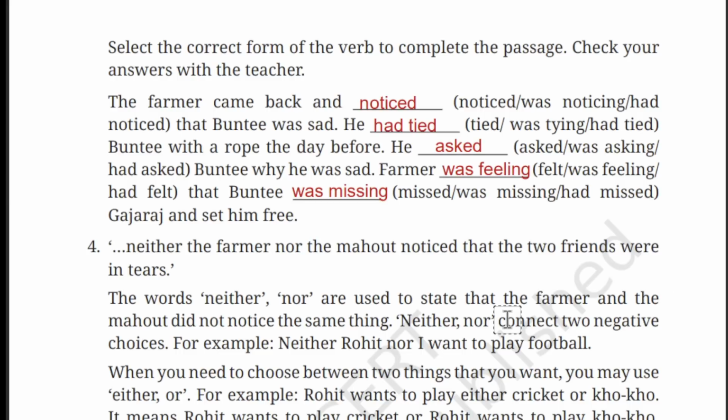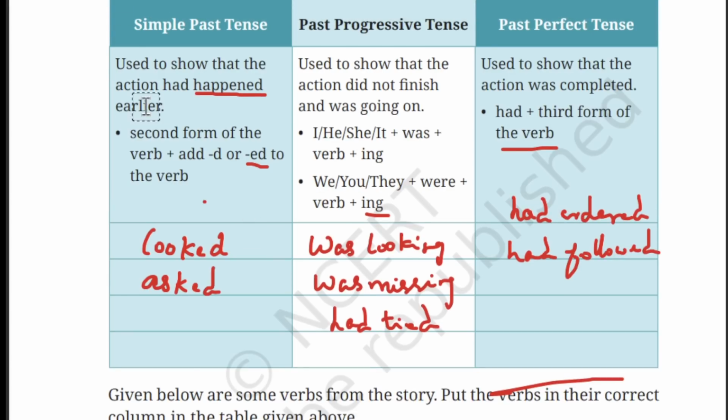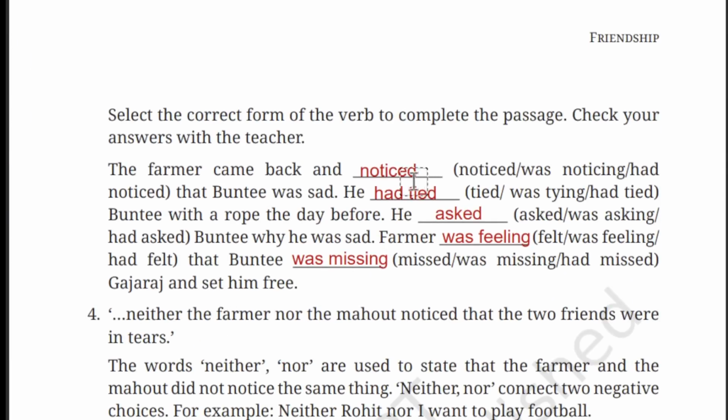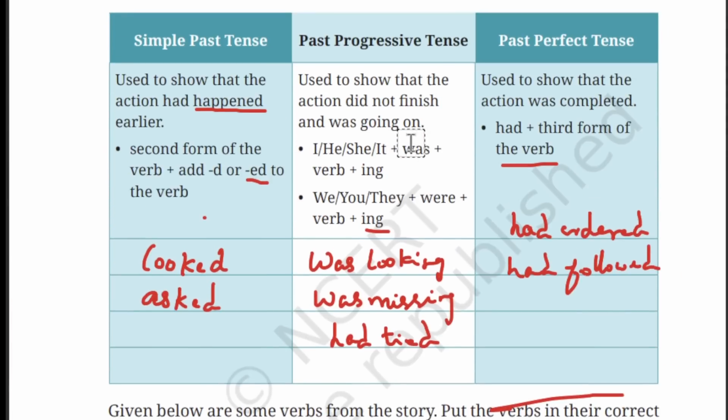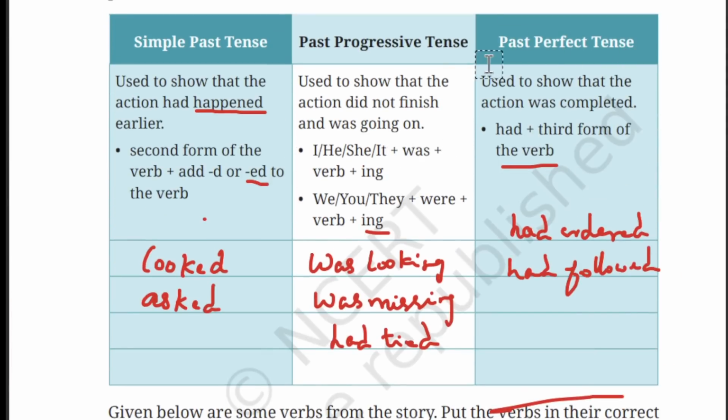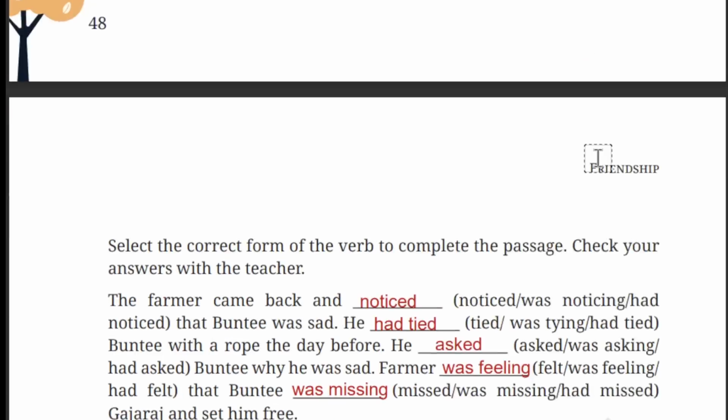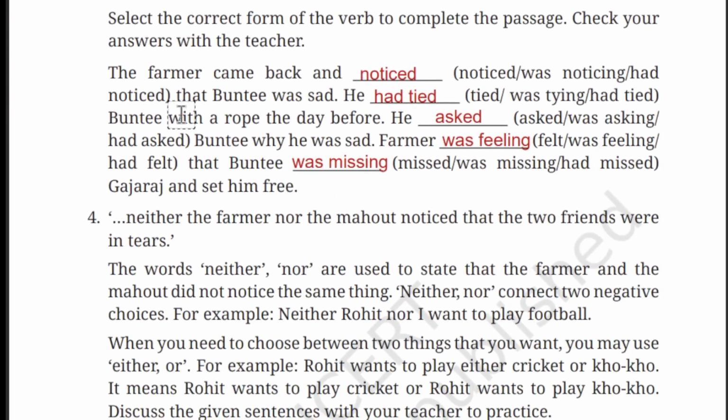So I have filled the answer here. The farmer came back and noticed. So noticed. We already noted where ed will come to show that the action had happened earlier. So noticed that Bunty was sad. He had tied Bunty with a rope the day before. So had here is past perfect tense to show that the action was already completed. So he had tied Bunty with the rope the day before.